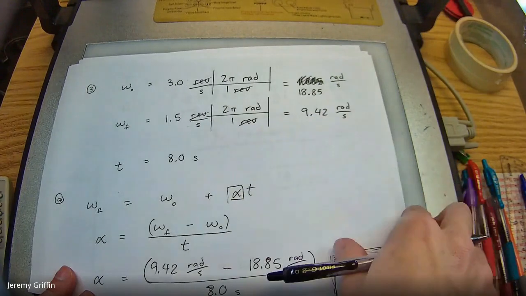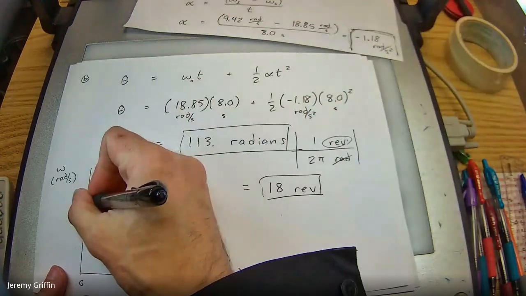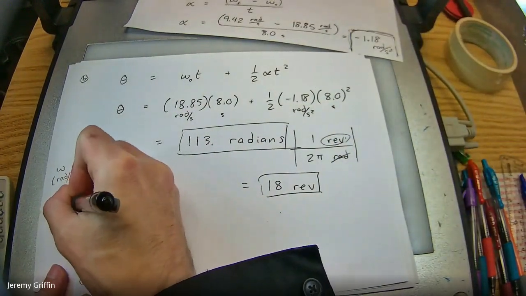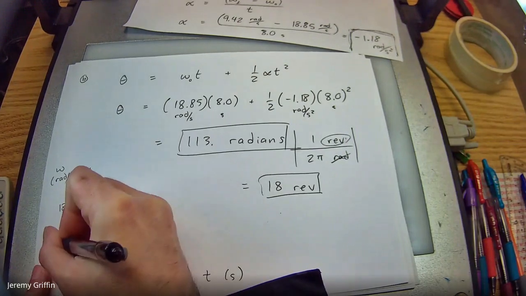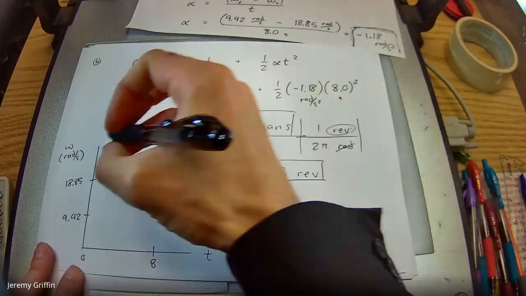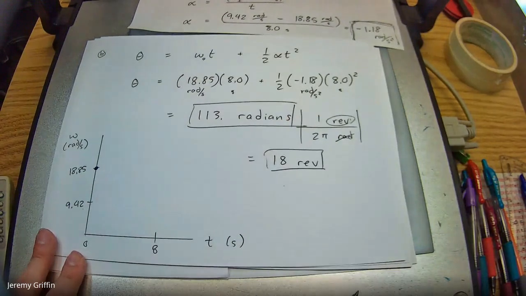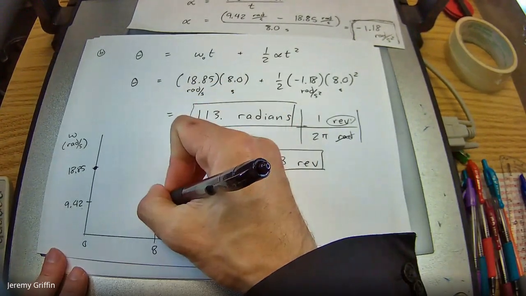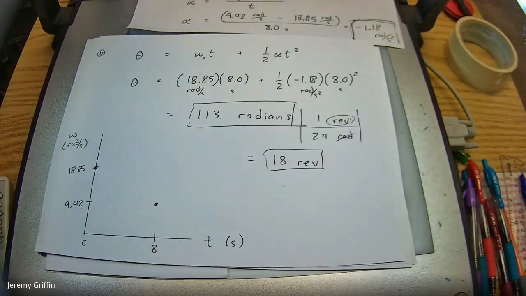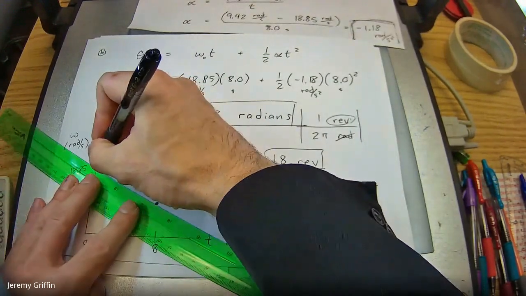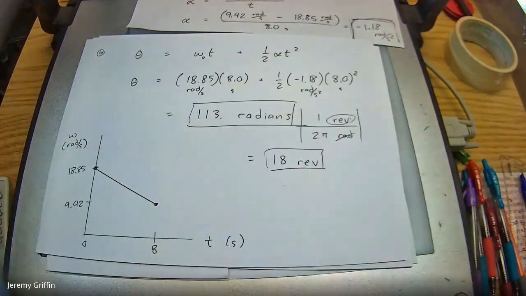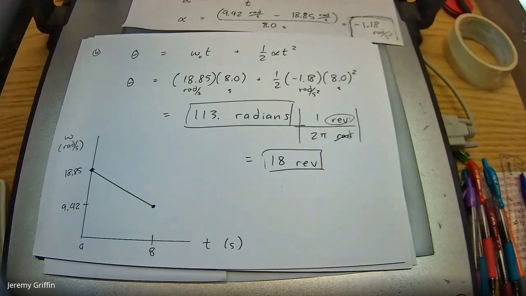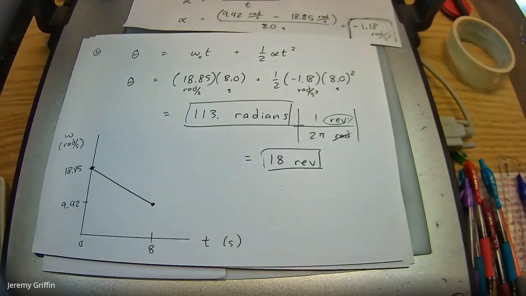So 18 to 9, sort of. Let's look about 18.85 to 9.42. Okay. So it was initially spinning this fast, but then after 8 seconds, it's only spinning this fast. Now, if you assume a uniform angular acceleration, then that's your graph right there. Okay, it's like slowing down, spinning.